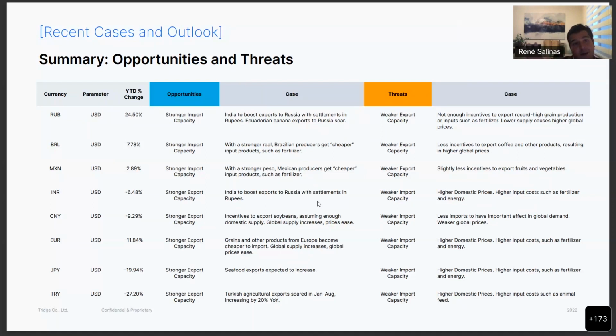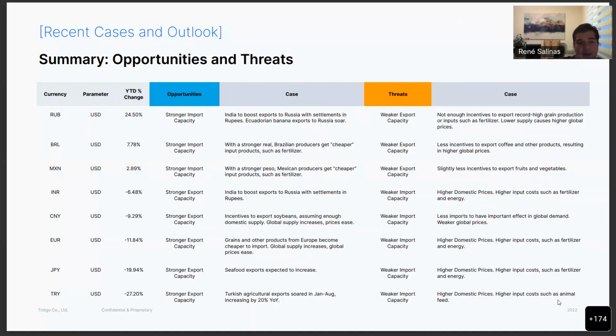What's the other side of the coin, the threats? They have a weaker export capacity. So they do not have enough incentives to export record high grain production, as we just spoke about, or inputs such as fertilizer. And lower supply causes higher global prices.